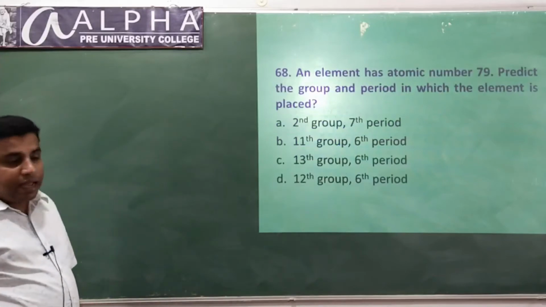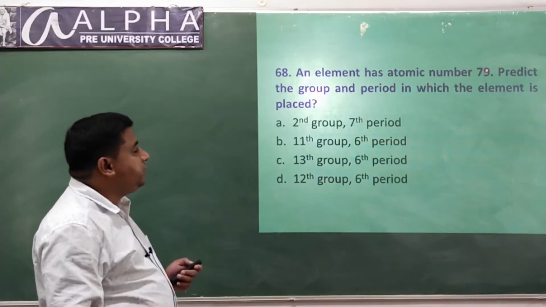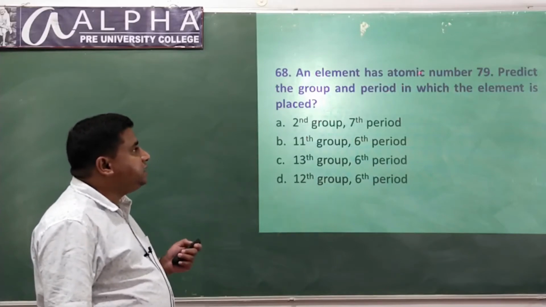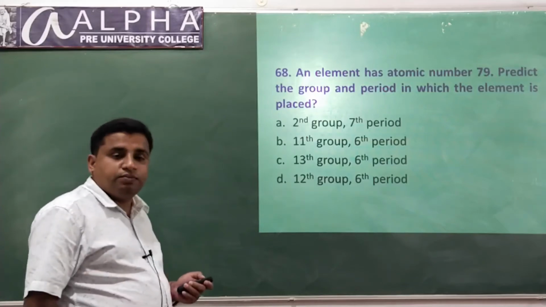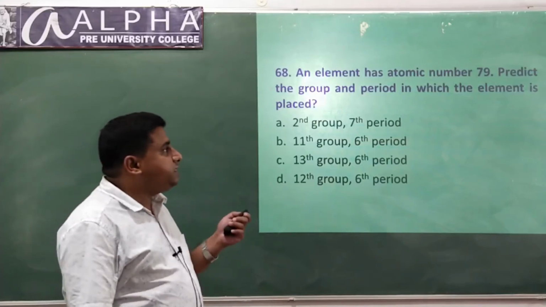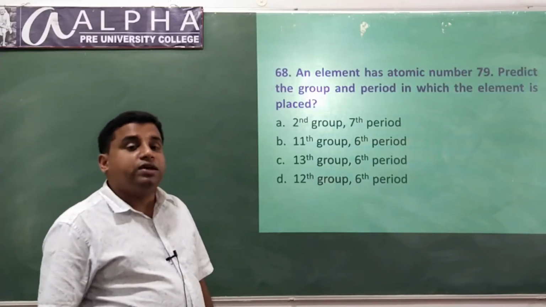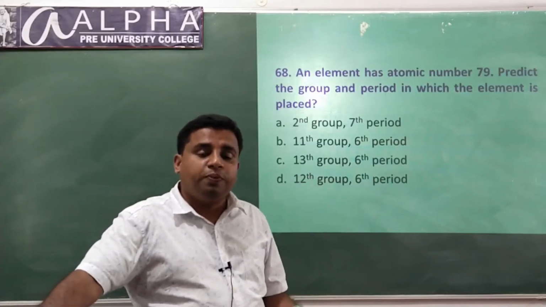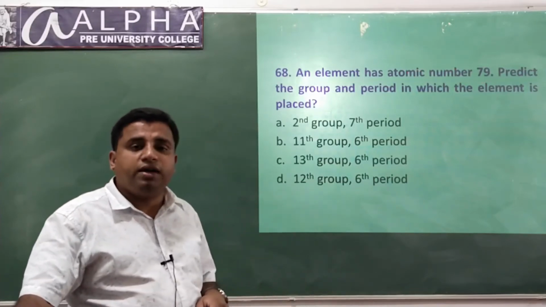An element has atomic number 79. Predict the group and the period in which the element is placed. There are so many ways which I can solve this problem, students. One simple way is to just write the electronic configuration of the element with atomic number 79. If you simply write the electronic configuration, then you can clearly tell to which group and which period it will belong. So we shall write the electronic configuration of this element with atomic number 79.